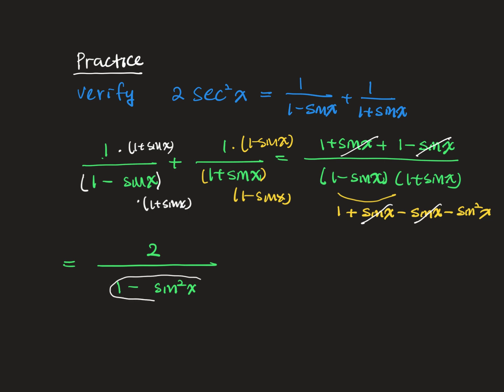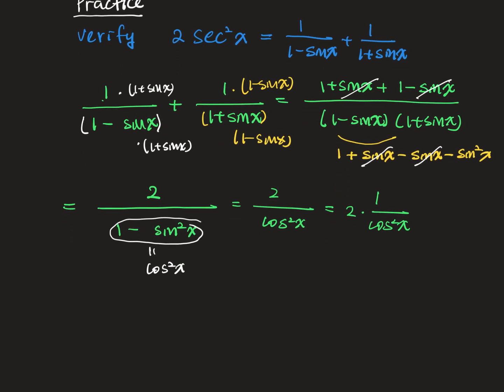What is 1 minus sine squared x? Guys, remember this identity? This one is cosine squared x. So you have 2 over cosine squared x. I'm going to rewrite it as 2 times 1 over cosine squared x. What is 1 over cosine squared x? This one is secant squared x. So you have 2 secant squared x. That's your answer, guys, okay?